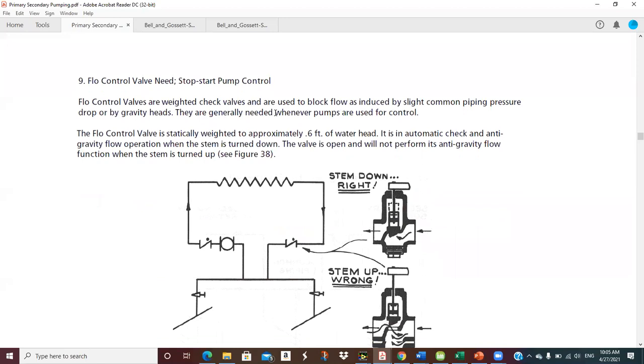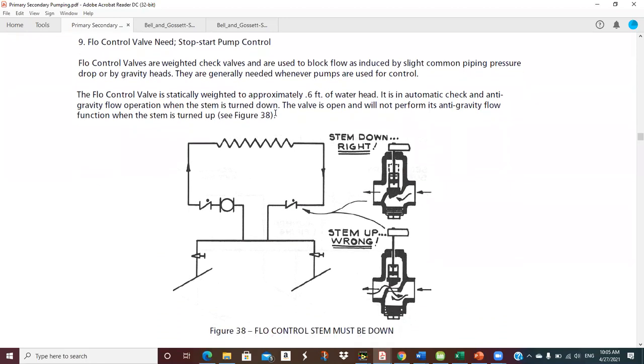So, into here, but don't worry, don't fret, because Bell and Gossett has made a valve to fix this, and they'll be happy to sell them to you, as many as you want. Okay, so flow control valves are weighted check valves and are used to block flow as induced by slight common piping pressure drop or by gravity heads. They're generally needed whenever pumps are used for control.